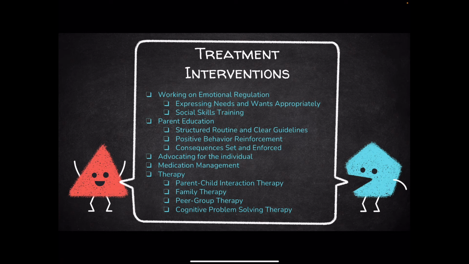Positive behavior reinforcement when they do something well so that they're more likely to repeat that behavior. And then setting and enforcing consequences when they do something bad or they react negatively in situations. Advocating for the individual is also so important with this, with teachers, with those around them. It's important to let them know skills and things that work best for them to help mitigate those negative or aggressive behaviors, and letting them know what they can do to help set them up for success so that they can be functional and do the things they need to do.